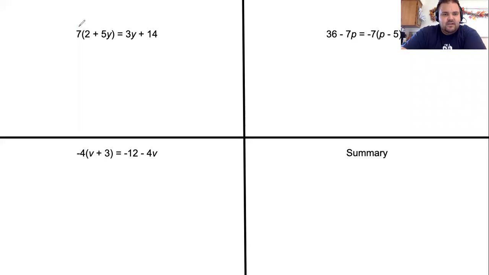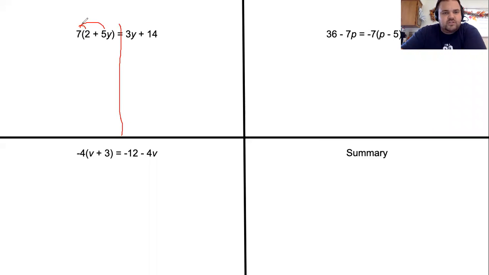We have 7 times 2 and 7 times 5y. So what I'd like to first look at is just a quick review of solving equations. You have the left side and you have the right side. And before you can really start attacking the solving of the equation, you first need to simplify whatever's on the left side and whatever's on the right side. Make sure that both sides are simplified so that you can then start attacking the variable.